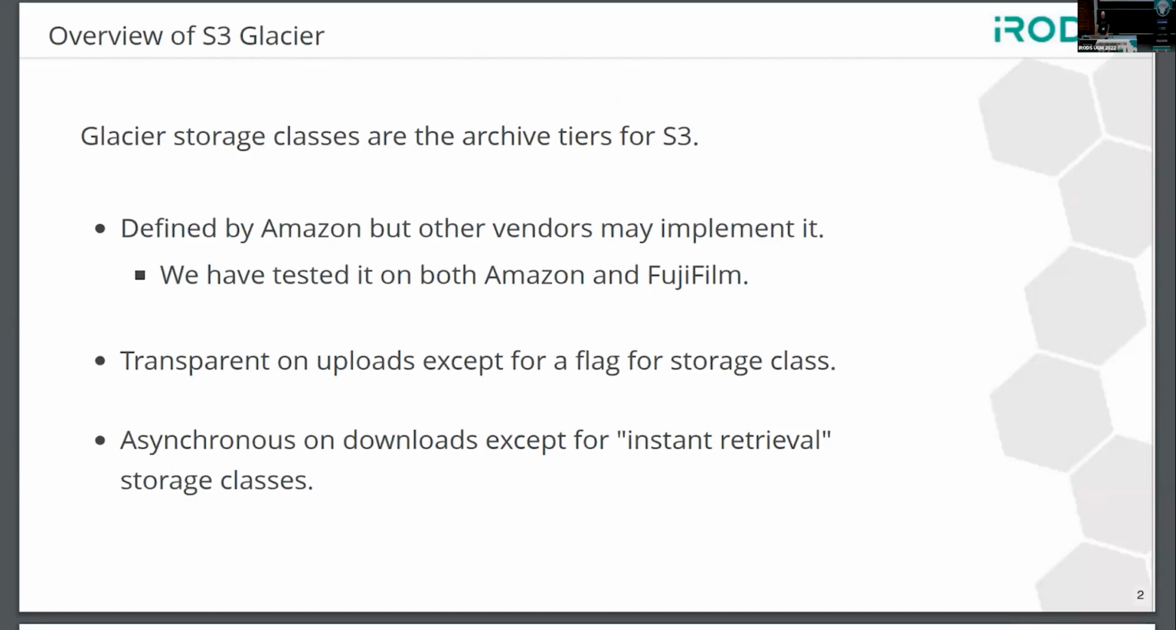Okay, first, if you don't know what Glacier is, it's sort of the archive tier for S3. This is defined by Amazon, but I know Fujifilm also implements this, and we've tested this on both Amazon and Fujifilm. The way it works is for uploads, it's fairly transparent. You just set a flag of where you want to go. Downloads are asynchronous, so your experience in iRODS will be slightly different.